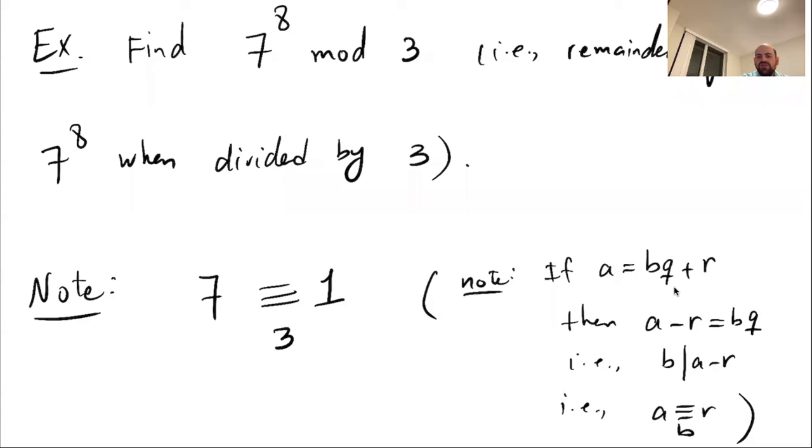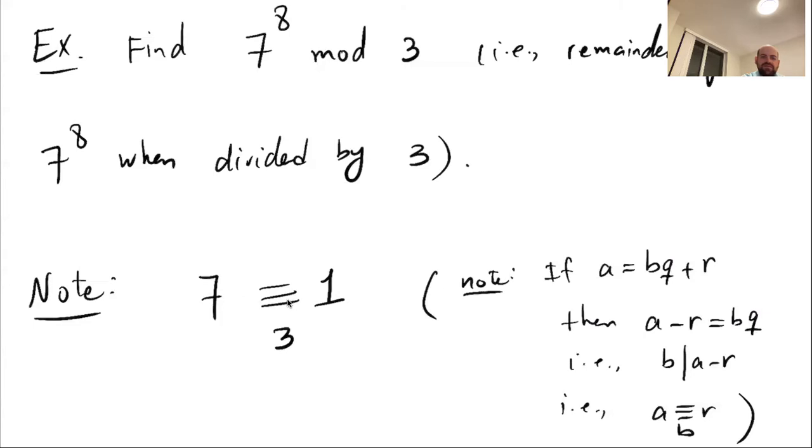So I showed that in general, whenever you have a number a and you divide it by b, you get remainder r, the number and the remainder are congruent. In particular, when you divide 7 by 3 and you get 1 as the remainder, 7 and 1 are congruent. Of course, in this case, it's easy to verify directly: 7 minus 1 is 6, which is divisible by 3. But what I wrote here shows that in general, any number is congruent with its remainder.